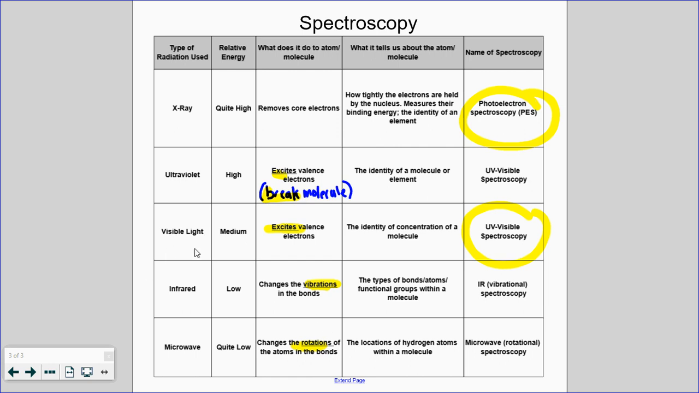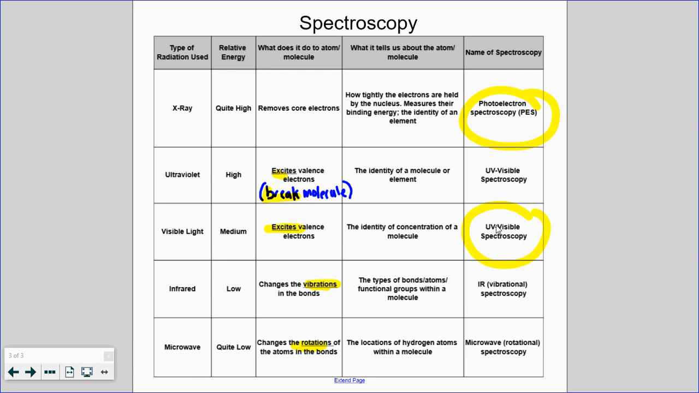Visible light is medium energy, so it excites valence electrons, so it causes that excited electron state from last unit. So it's used particularly to find the concentration of a molecule. It has to be colored. You guys have done this before. Like this is literally the spectroscopy with the little cuvettes. That's it. You use it to find concentration based off of how much light it absorbs.